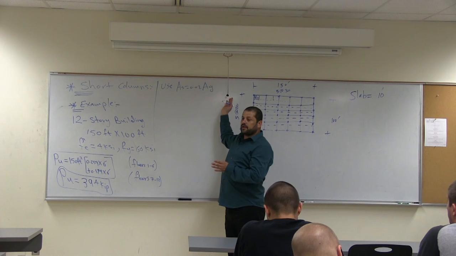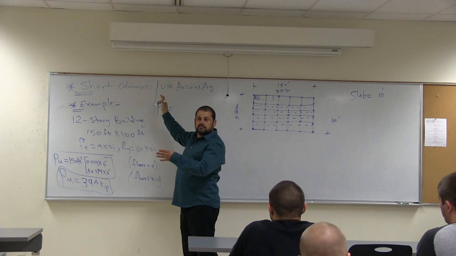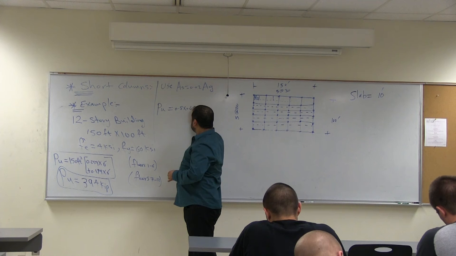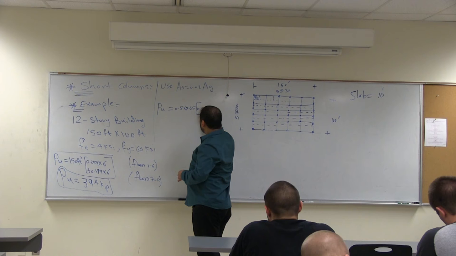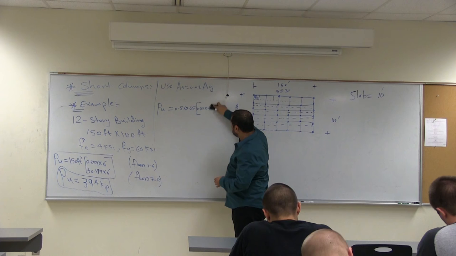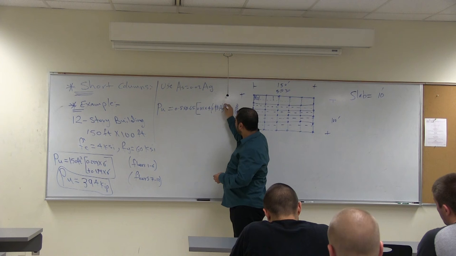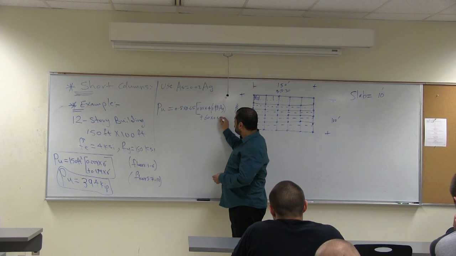Let's write the equation, again, the one that we just created. We have P ultimate equal. This is going to be a tied column. It's going to be 0.8 times 0.65 times 0.85 times 4, which is f prime c, times A gross minus As, right? A gross times 0.98 plus 60 times 0.02 A g.